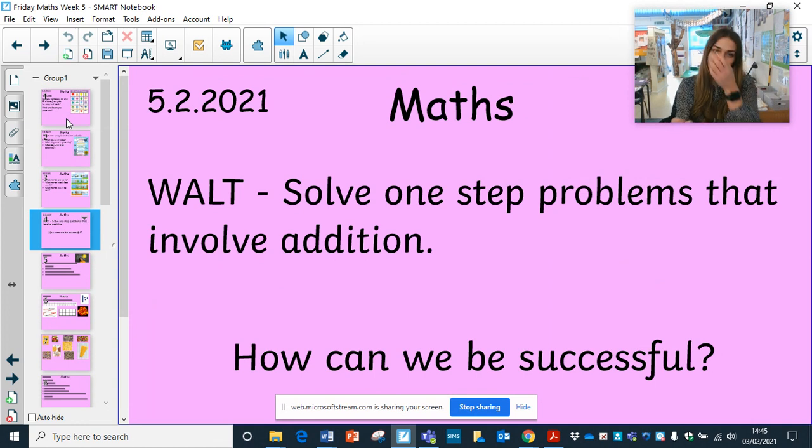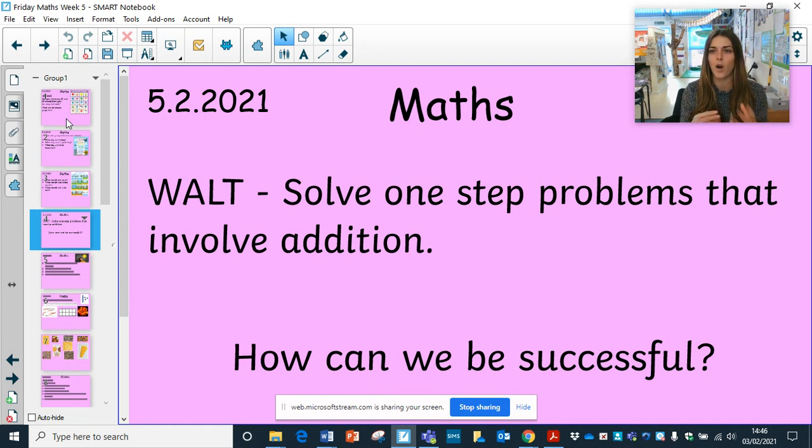So our learning today, we are learning to solve one-step problems that involve addition. So how can we be successful? We need to remember that we are looking at addition, adding, what that means and how that looks. By solving one-step problems, there are going to be word questions or word problems that we use a lot of in our fly high.